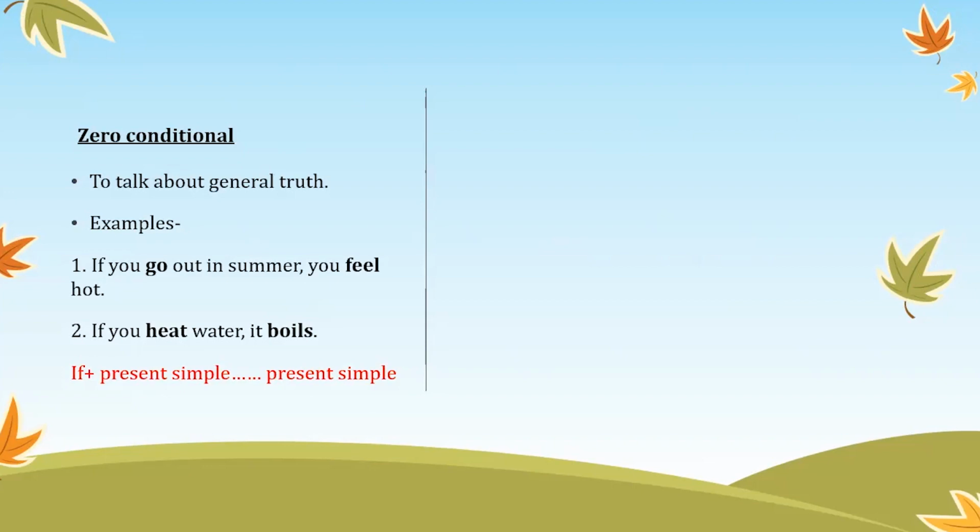So you can see the highlighted verbs here, and of course the pattern is given in the last, along with the conditional clause. When it's present simple, the rest part of the sentence will be also in present simple. So present simple and present simple when you use a zero conditional clause.